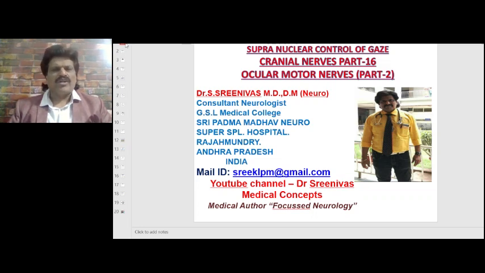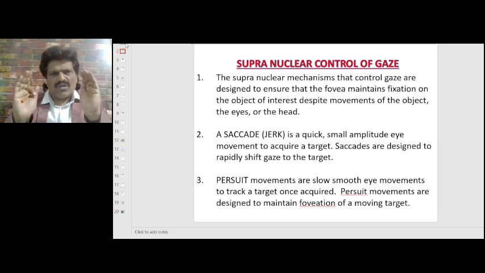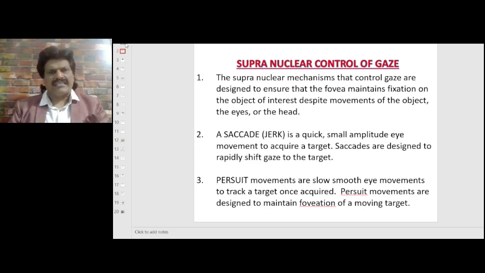Today we are going to talk about one of the most fascinating topics of neurology, the supranuclear control of gaze. The supranuclear eye movements today we are going to discuss. Very fascinating but challenging too. The supranuclear mechanisms that control gaze are designed to ensure that the fovea maintains fixation on the object of interest despite movements of the object, the eyes or the head.